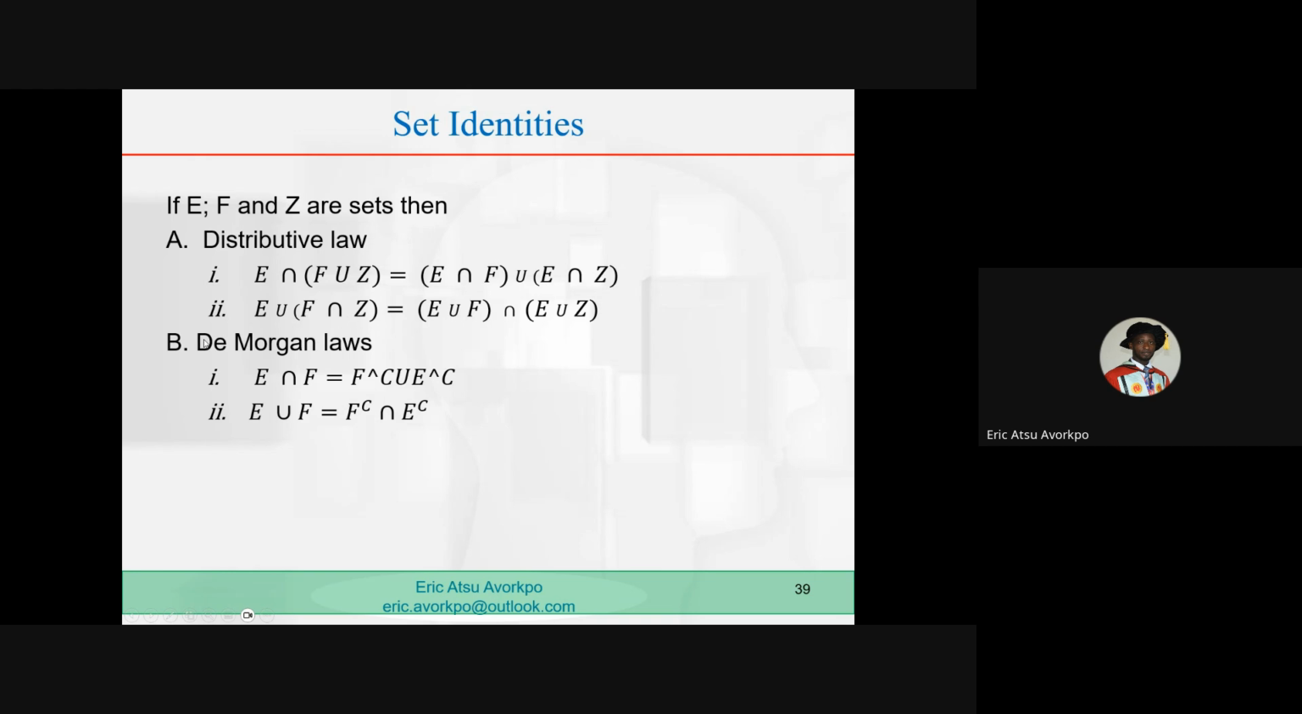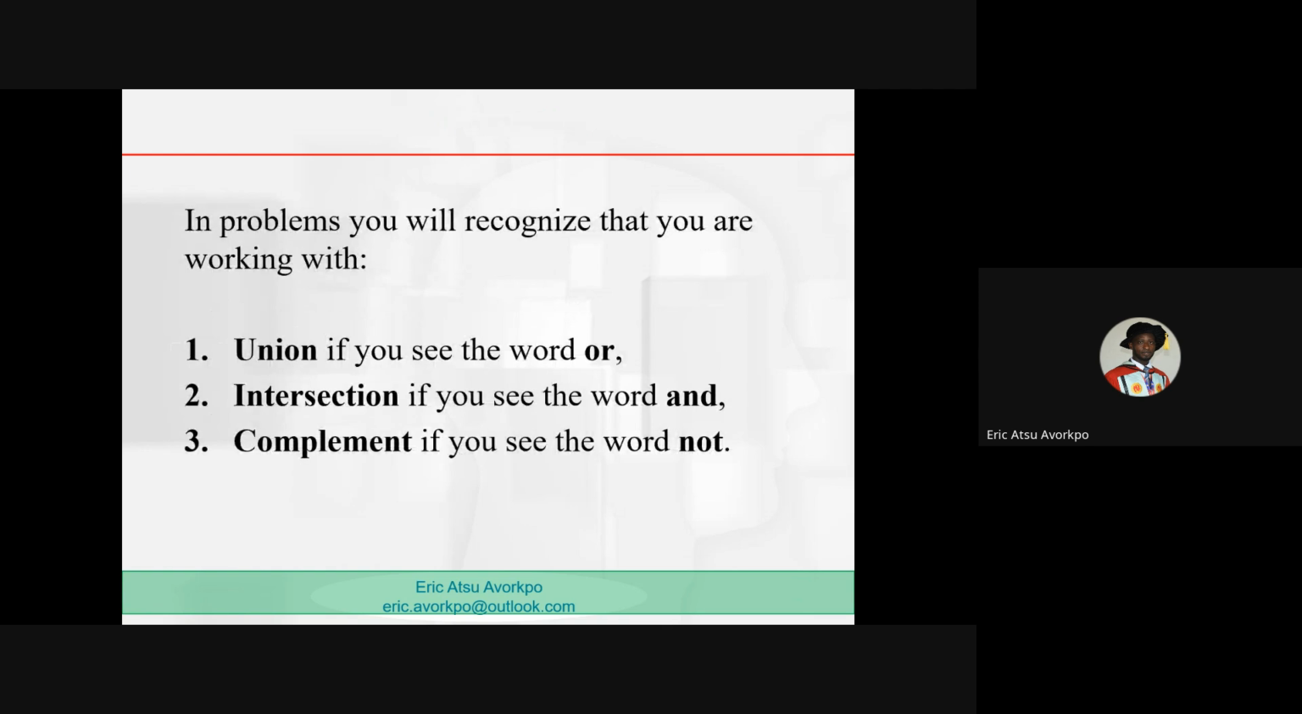Then the De Morgan law, which also talks about the complement. E intersection F would mean F raised to the power C union E raised to the power C. It is just trying to say that the complement of the union would be the intersection of the complements for E union F. You get to know more about De Morgan as we move on.